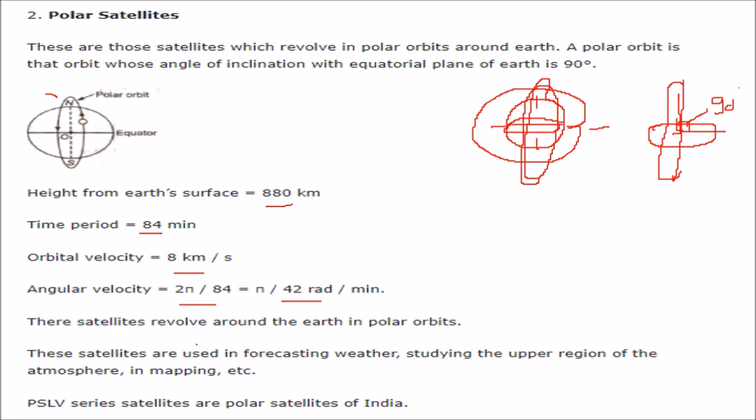So these satellites revolve around Earth in a polar orbit, or you can say near-polar orbit. They are used for various purposes like Earth observation, natural resources observation, weather forecasting, studying the upper region of the atmosphere, and geometric or GIS mapping. Polar Satellite Launch Vehicle, PSLV. These are the series of vehicles which launch the polar satellites of India.